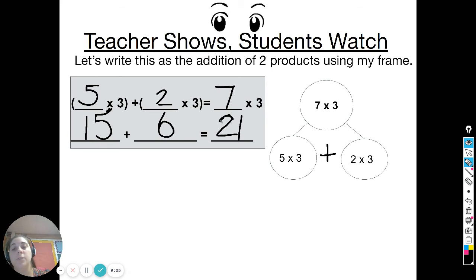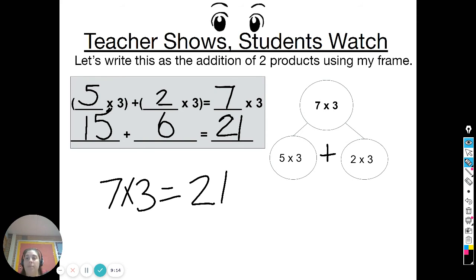15 plus 6 equals 21, which means that 7 times 3 equals 21. Okay? So instead of skip counting by 3s 7 times, we broke it down into 2 parts, 5 times 3 and 2 times 3. We solved those equations, and then we put them together, okay? So we're really just decomposing it, which means breaking it apart and then putting it back together.